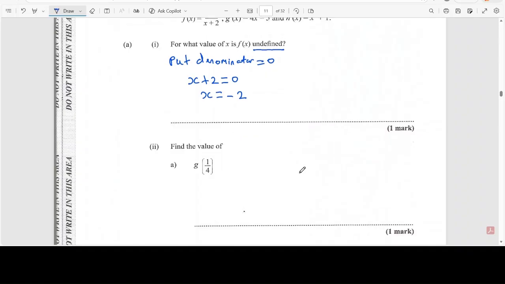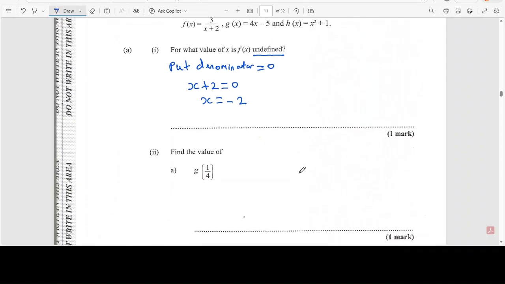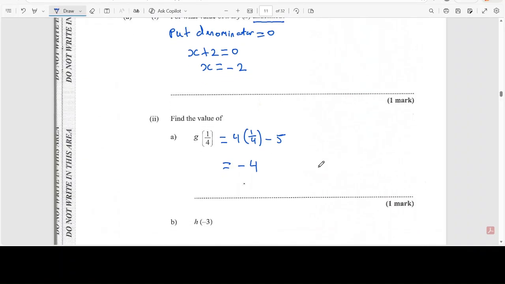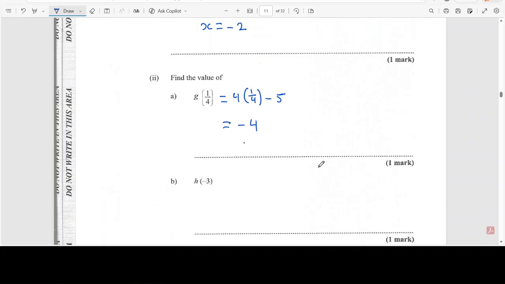Find the value of g of a quarter. Alright, next easy mark. G of a quarter, we put in a quarter in the g function. So that is 4, open bracket, replacing x with a quarter. 4 by a quarter is 1. 1 take away 5 is negative 4. Next easy one mark. Next easy one again. Each are negative 3.